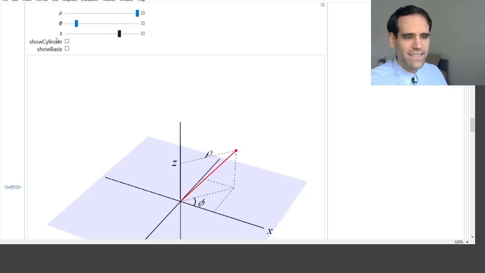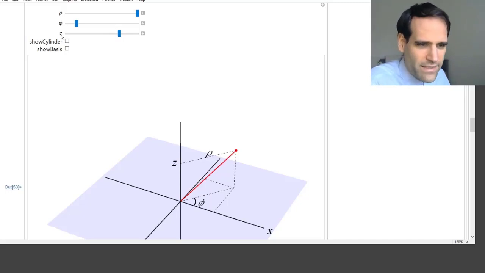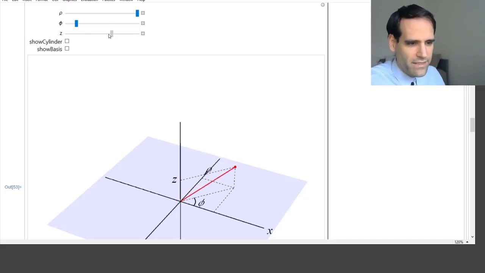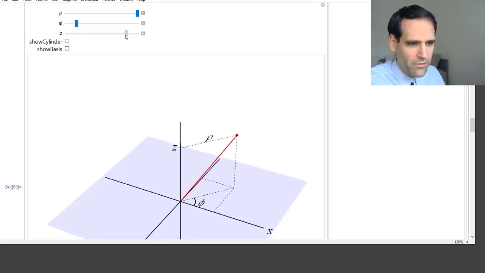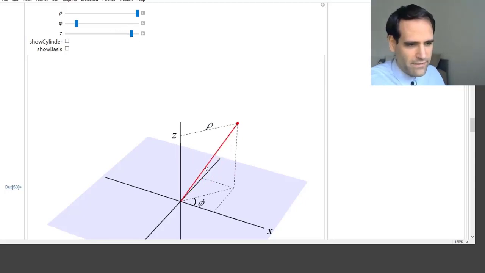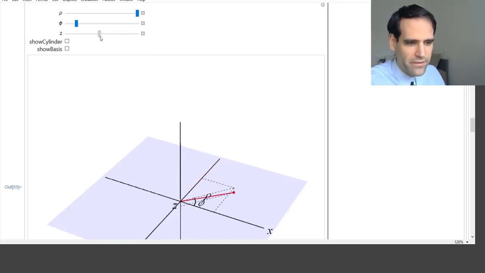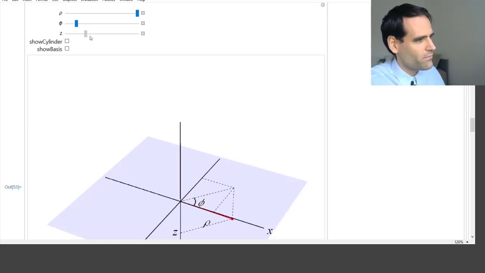And finally, the last slider of cylindrical coordinates is z. z is simply a slider that allows us to move up and down in the z-axis. But notice that ρ is kept constant. So this distance here is kept constant. We are just moving up and down. So you see that even though the length of this red line is changing, ρ is not changing, because it's the distance to the z-axis.